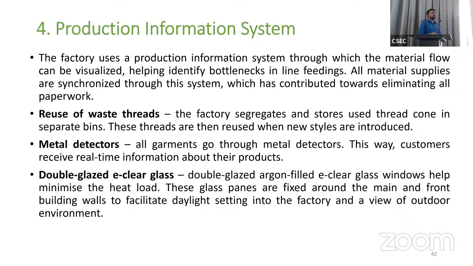As a green building, they eliminated all paperwork by having the production information system online. And also for glass, they have used double glazed argon film low-e clear glass that helps to reduce heat loss. And also these glass panes are fixed around the main and front building walls to facilitate daylight getting into the factory and to have a view of the outdoor environment.